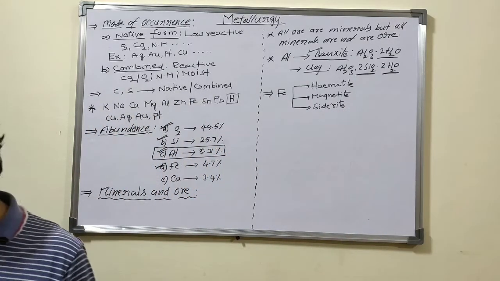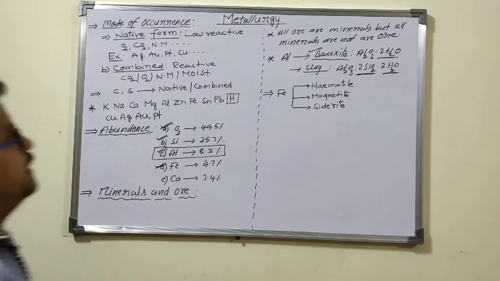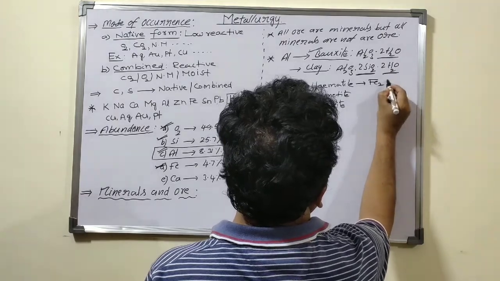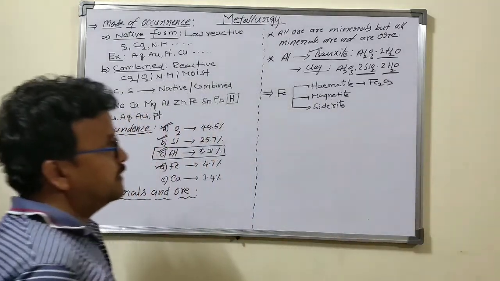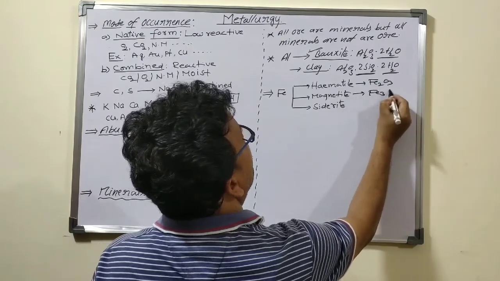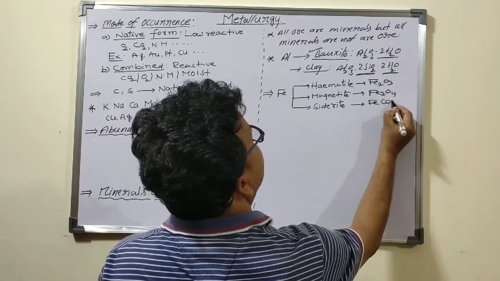So iron exists in three forms. One is hematite, the next one is magnetite, the next one is siderite. What are the formulas for hematite, magnetite and siderite? Hematite is Fe2O3, magnetite is Fe3O4, and siderite is FeCO3.